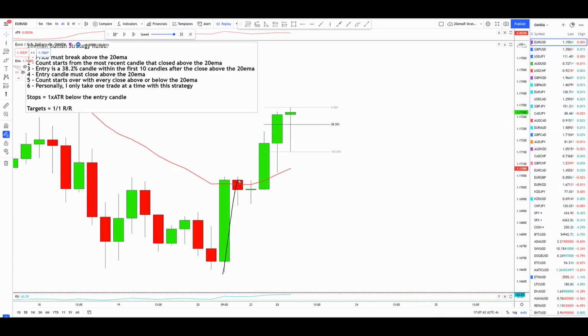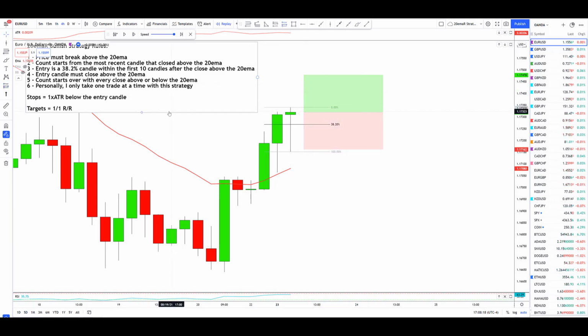We need price to break the 20 period moving average. We then start counting after the most recent candle in which the body of the candle touched the 20 period moving average, but the candle itself closed above the 20 period moving average. This is our 0 candle. We start counting directly after that with 1, 2, 3, all the way up to 10. And as long as within 10 candles, considering this was the second candle, it's valid. As long as we get a 382 candle or 38.2% candle within the first 10 candles, that's our actual entry. So in this case, our entry would be the close of that candle.